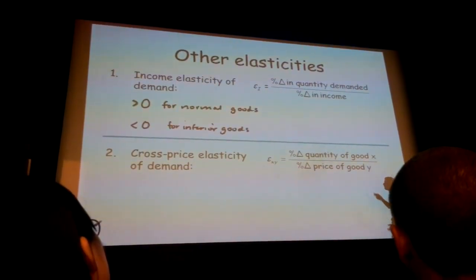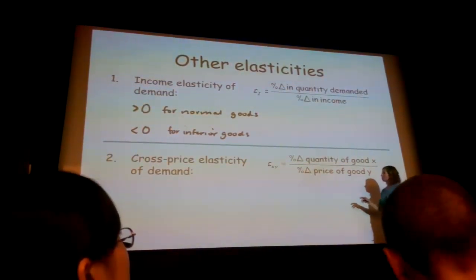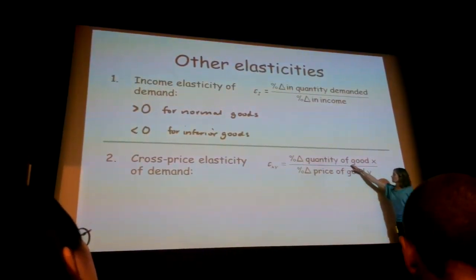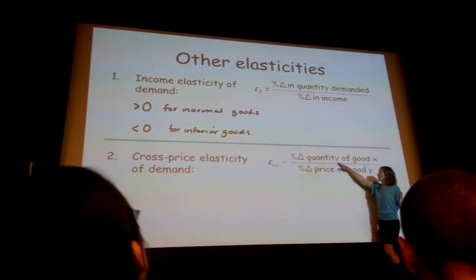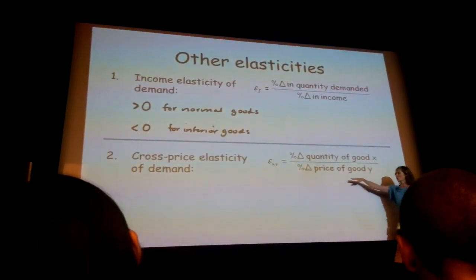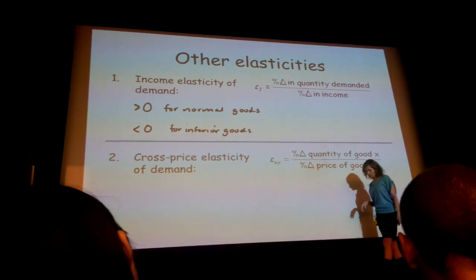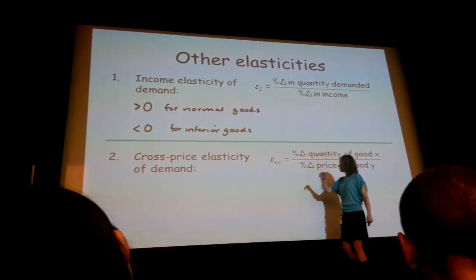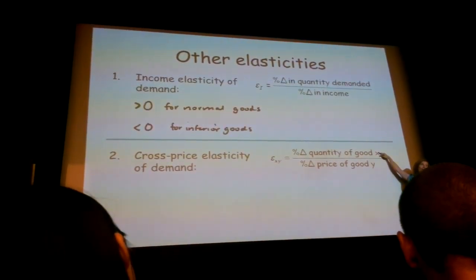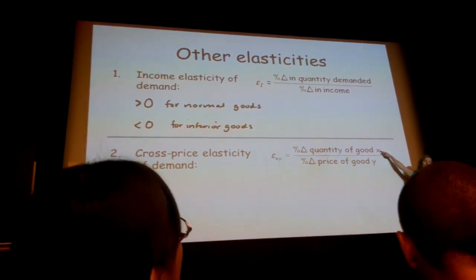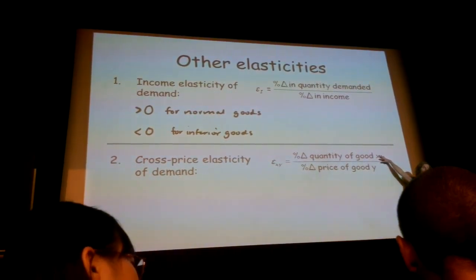There's also something called the cross price elasticity of demand, and that tells us by what percentage the quantity of good X demanded changes for a 1% change in the price of good Y. So for example, if the price of bread goes up, how does that affect our demand for jelly, which is something people usually put on bread or butter or whatever? How does the change in the price of one good affect our demand for another good? That's the basic idea here.